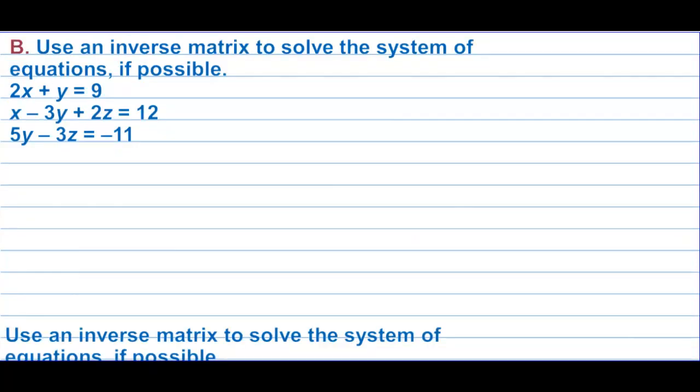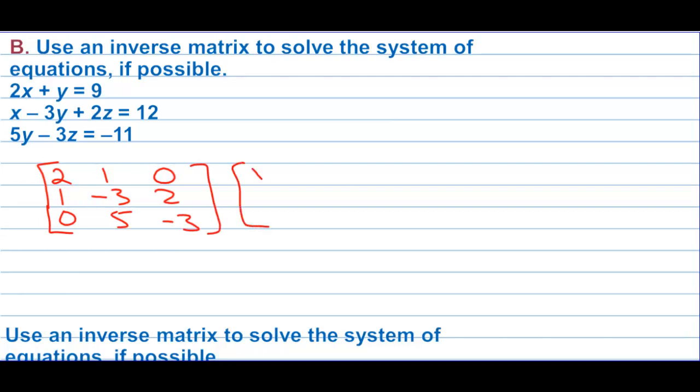Use an inverse matrix to solve the system of equations if possible. Let's set up the equation. We have 2, 1, 0, and we have 1, negative 3, 2, and 0, 5, negative 3. And we're multiplying times x, y, and z. And that's equal to, we have 9, 12, and negative 11.